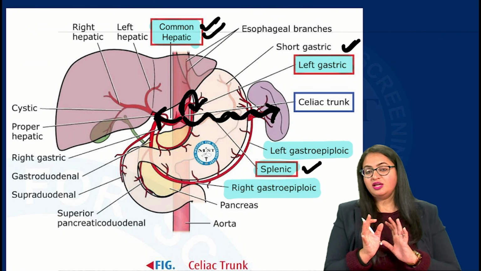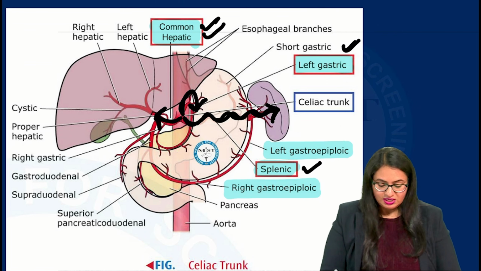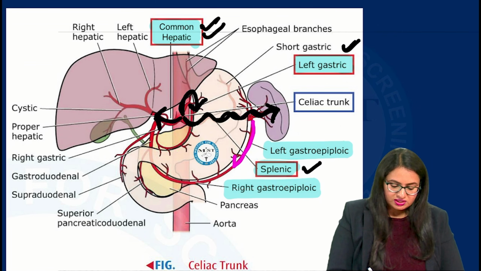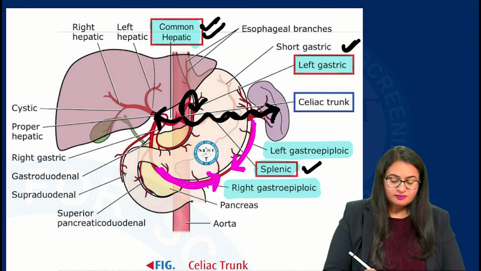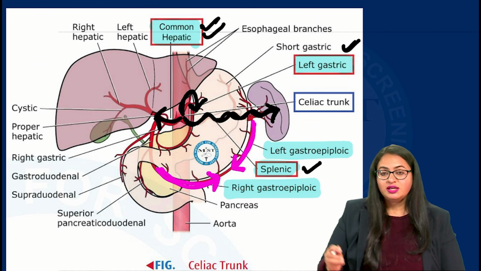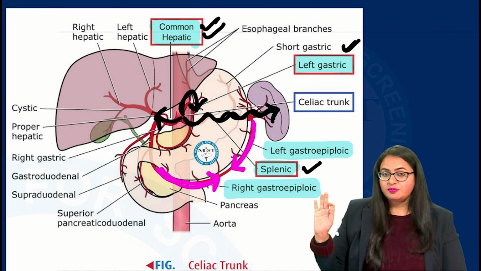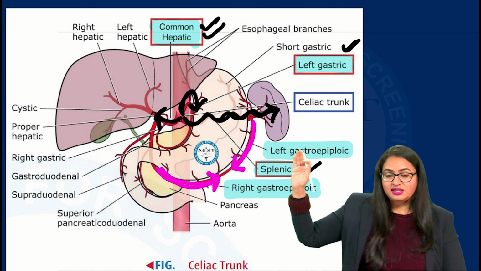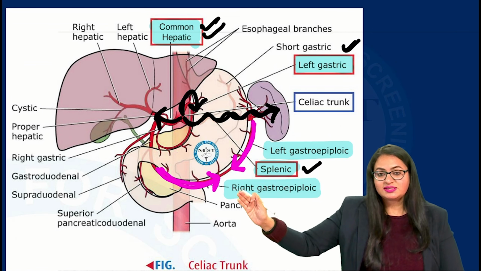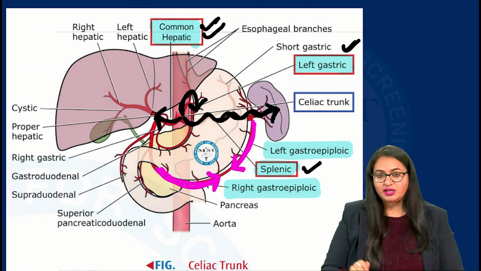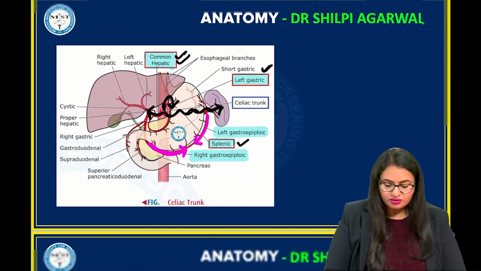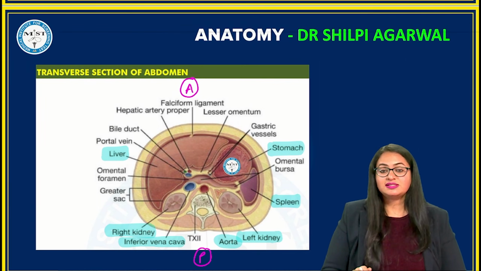So first of all, you should be able to identify these three main branches. Then we say that we have branches along the greater curvature of the stomach. These are the branches along the greater curvature of the stomach, and these are the gastroepiploic arteries. On the left side, left gastroepiploic, on the right side, right gastroepiploic artery. So these are very important branches which are present at this level.